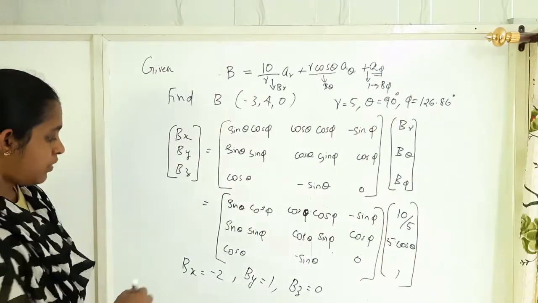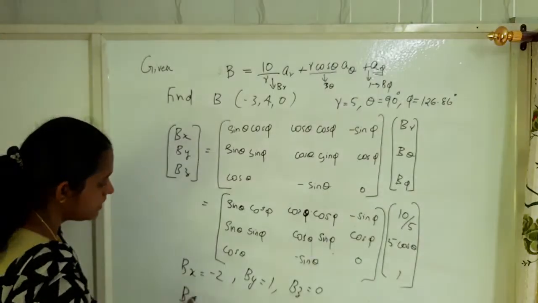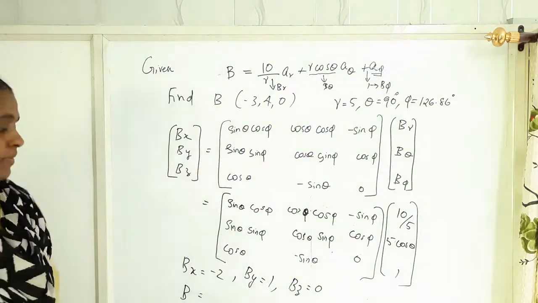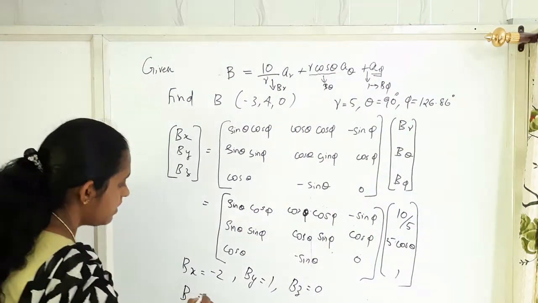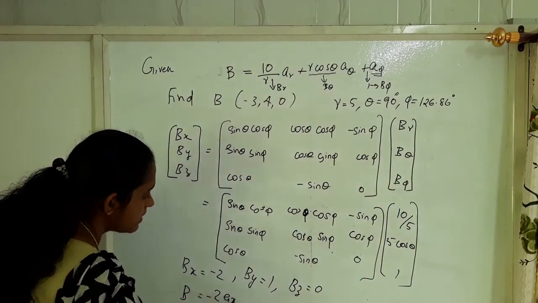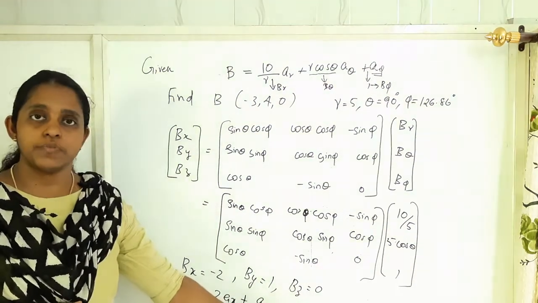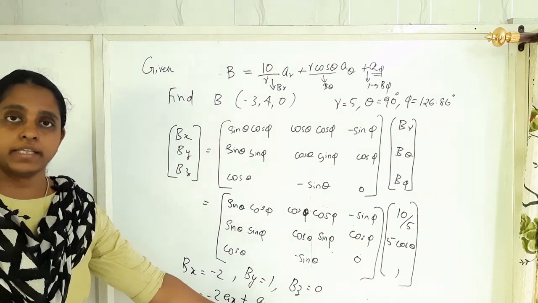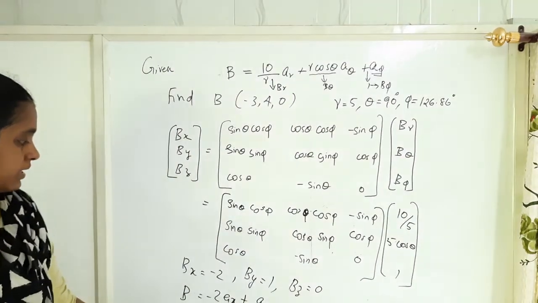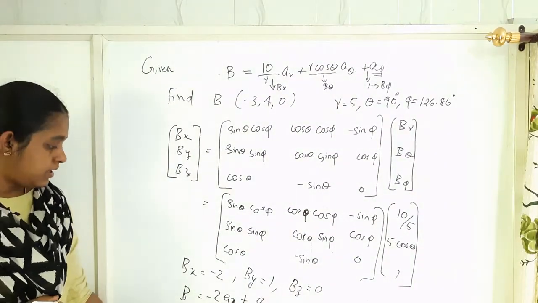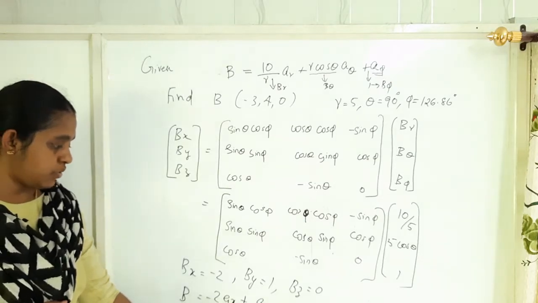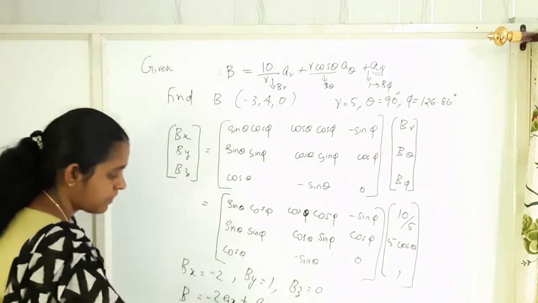Now we have to write the vector in the Cartesian system. B will be written as minus 2 ax plus ay. The coefficient of az is 0, so no need to write that. So finally, the vector in the Cartesian system is minus 2 ax plus ay.